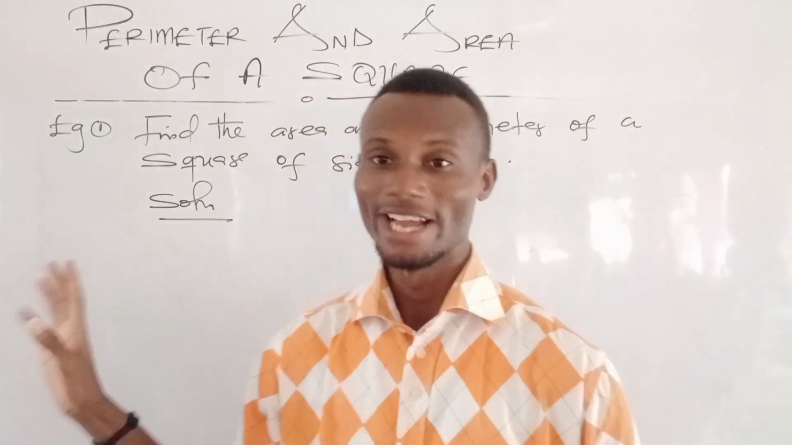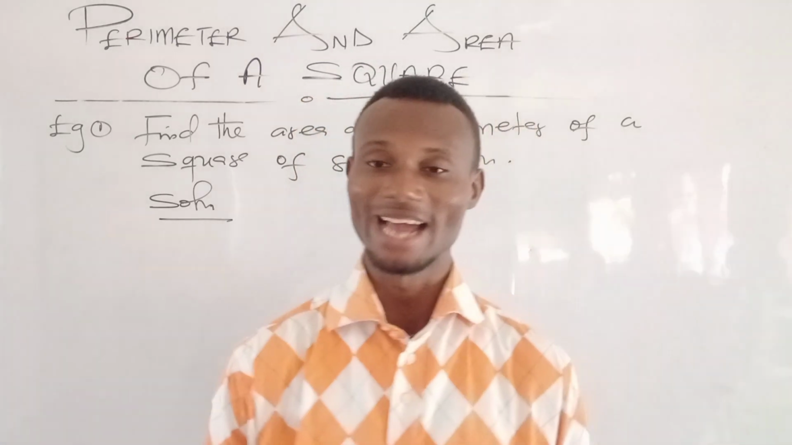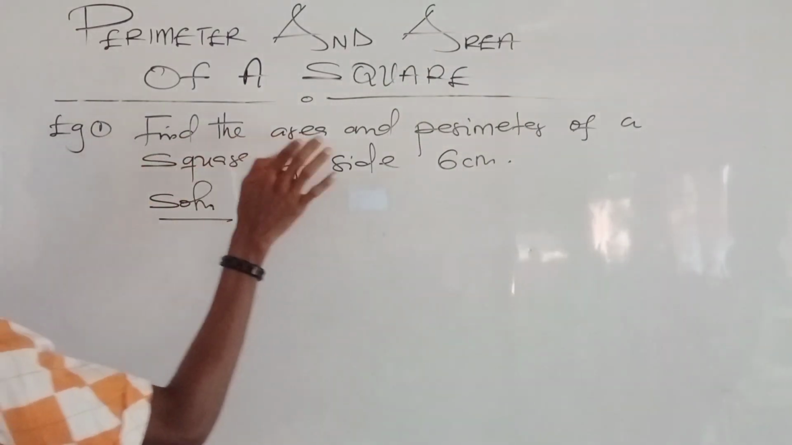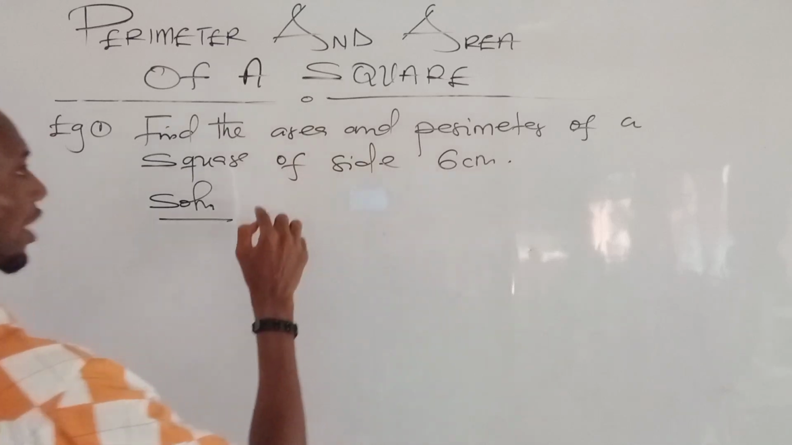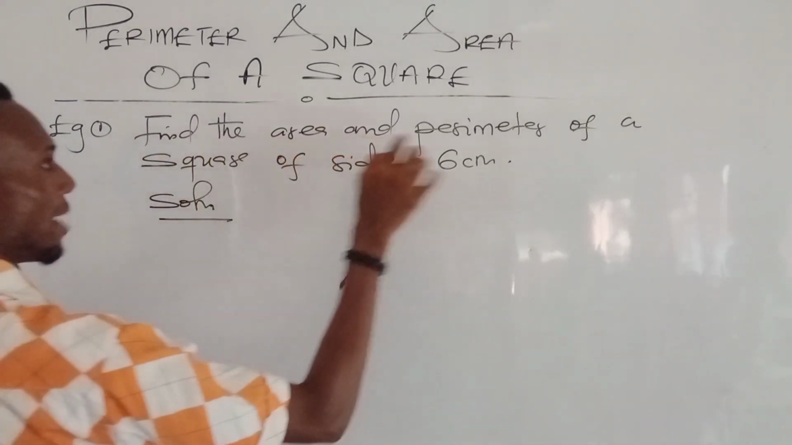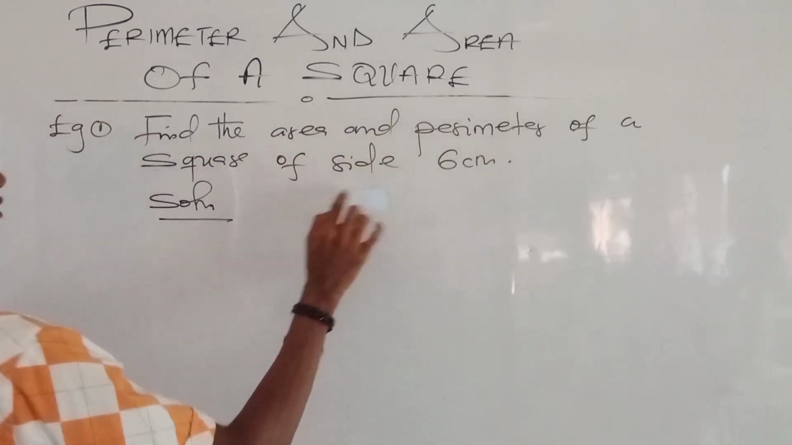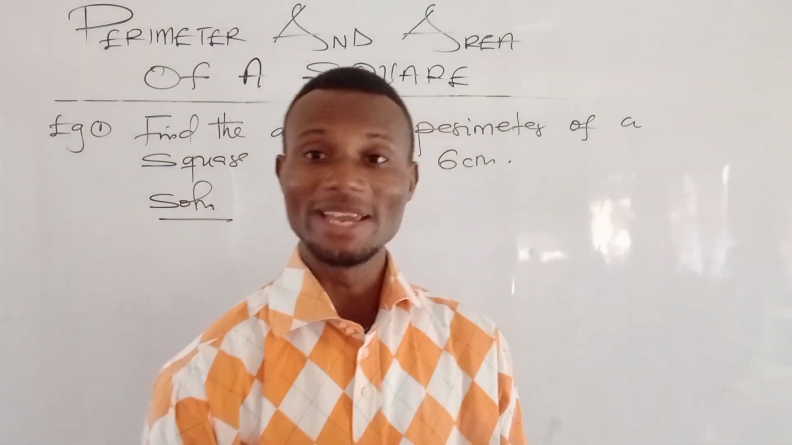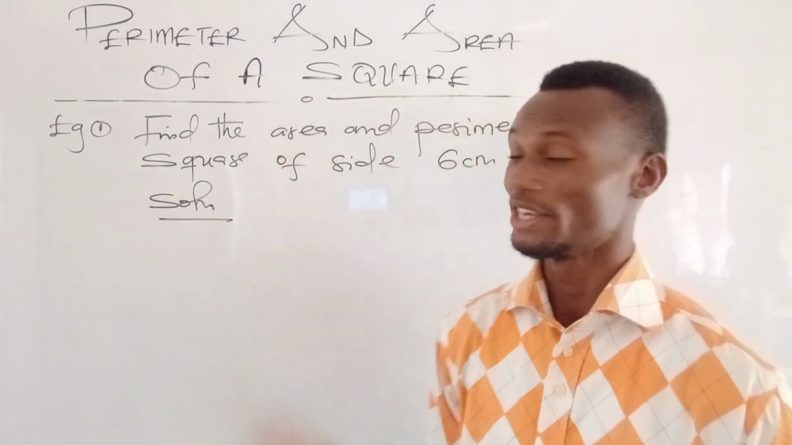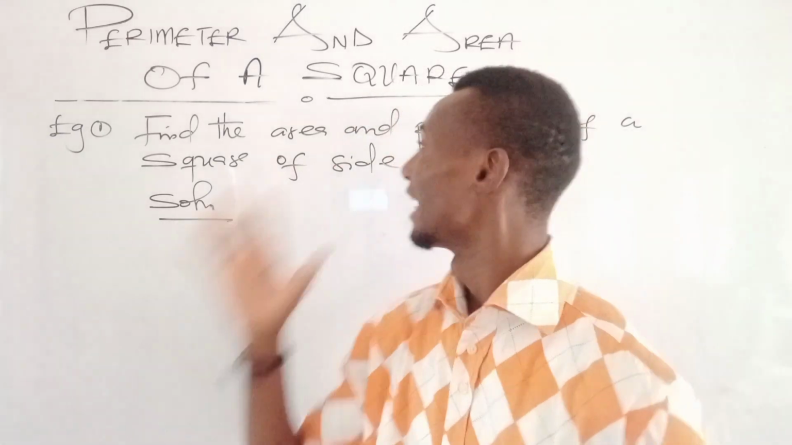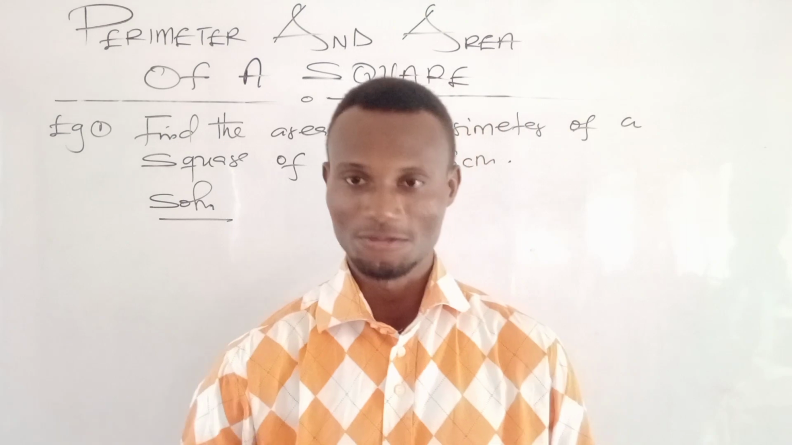Let's go ahead and handle the example 1 that I have on the board. So example 1, it says find the area and perimeter of a square of side 6 centimeters. Let me read it one more time. It says find the area and perimeter of a square of side 6 centimeters. So we have been given one side of the square to be 6 centimeters, and we are being asked to find the area and the perimeter of the square.